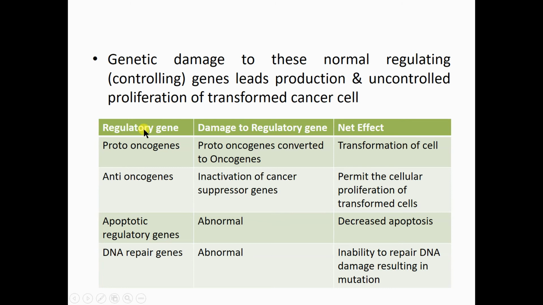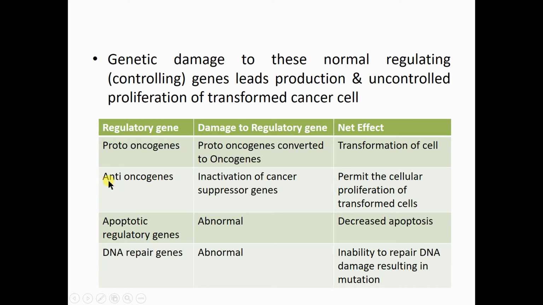Now, what is the net effect when a particular regulatory gene becomes defective? What happens if damage to a regulatory gene occurs? If proto-oncogenes, which are normal genes, are converted to oncogenes when they become mutated, what is the net effect? They lead to the conversion of a normal cell into a cancerous or mutated cell. This is known as transformation of the normal cell.